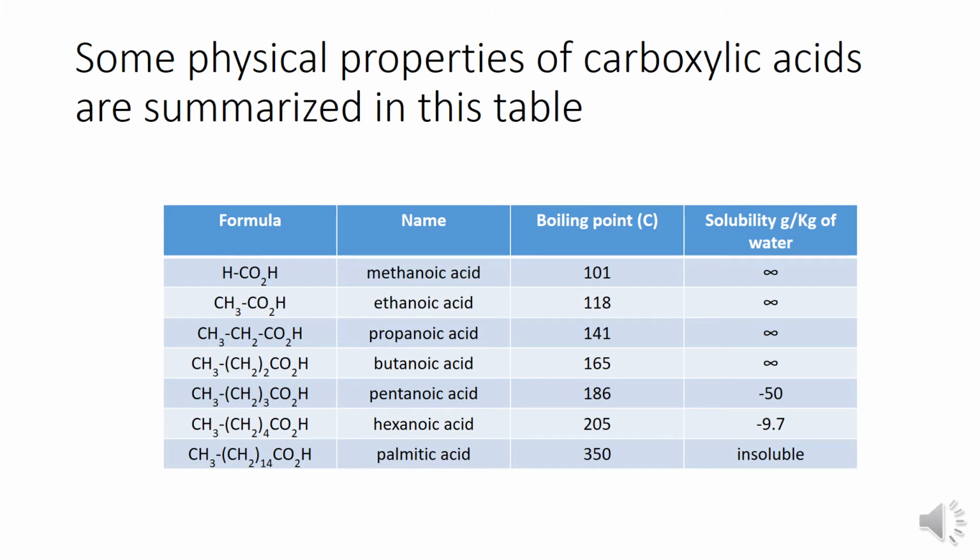So, as you see here, the first four carboxylic acids are very soluble in water. Then their solubility decreases as the number of carbon atoms increases. And as you see in palmitic acid, the number of carbon atoms is 16, so this carboxylic acid is insoluble in water.